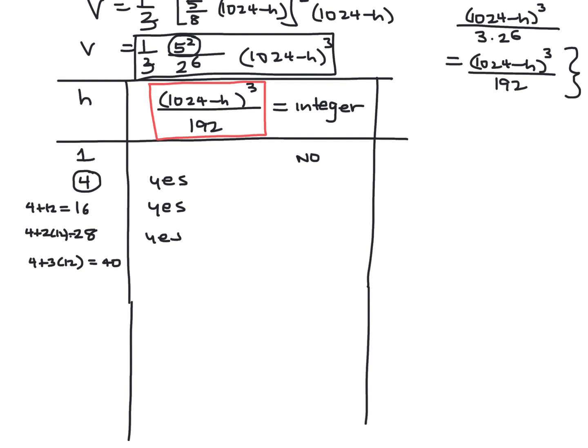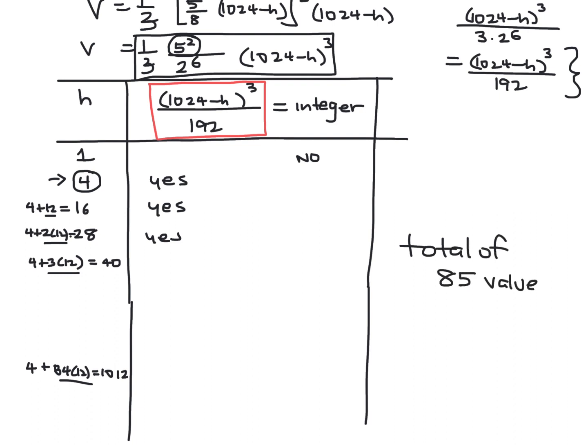And then you'll keep going until you get to the very largest that H can be without making this negative, which is 1012. And that is basically 4 plus 84 times 12. Then you just have to count all of these. So you went from 1 times 12, 2 times 12, 3 times 12 to 84 times 12. So those are 84 of those, and then don't forget the initial one. So it's a total of 85 values of H for which the volume is an integer.